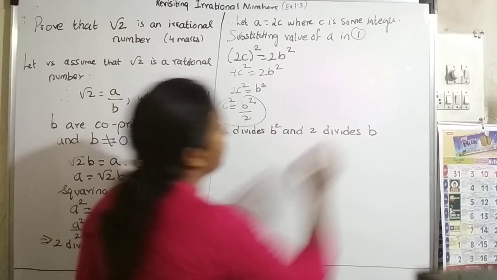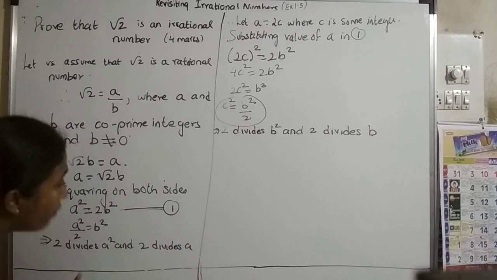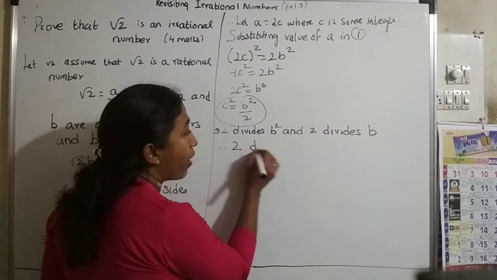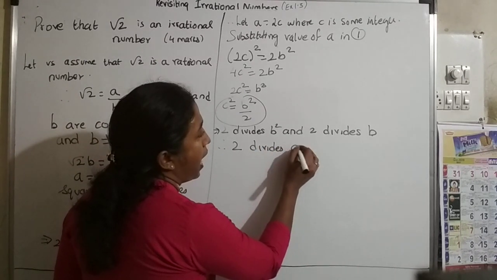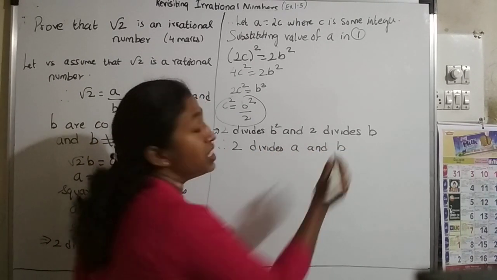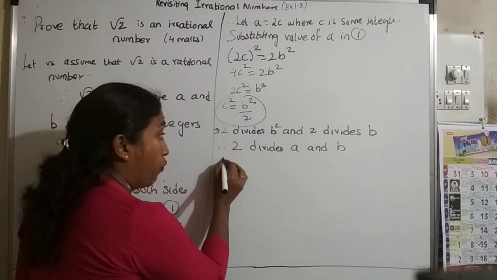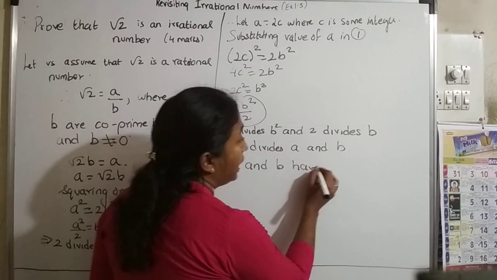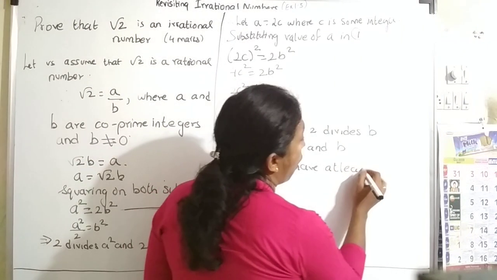So here we have said that 2 divides a and 2 divides b also. Therefore 2 divides a and b. So 2 is dividing a and b. Therefore I can say a and b have at least 2 as a common factor.